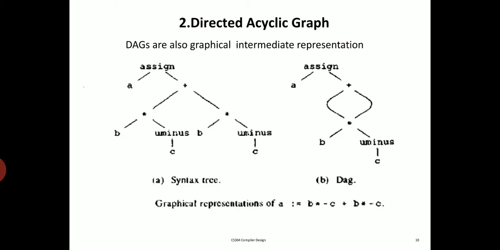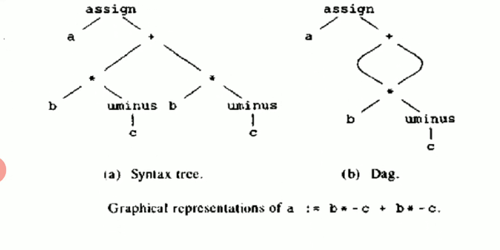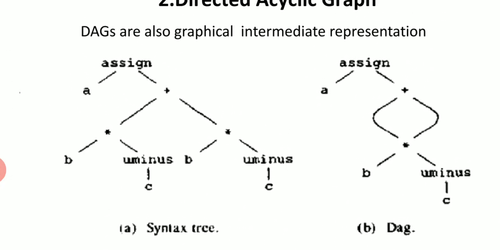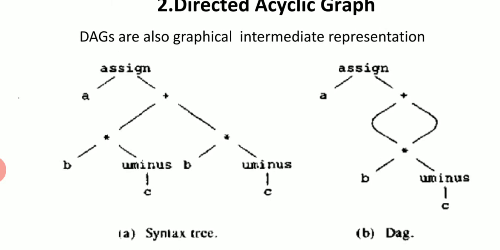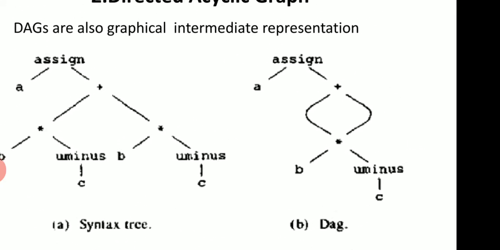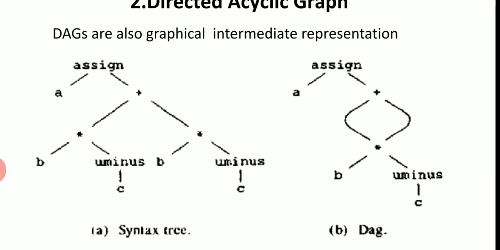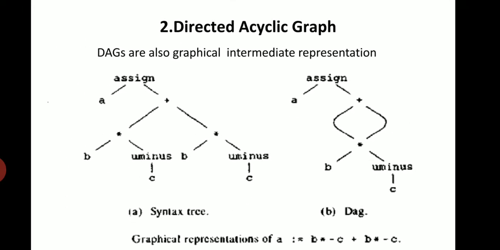Here again we are considering the same example expression, a = b * -c + b * -c. We can see that b * -c is a common subexpression, computed two times. The syntax tree is shown with different subtrees, b * unary minus c, shown two times, but in the case of the DAG it is shown only once. That is the main difference between the syntax tree and the directed acyclic graph. It saves space also. So this is the example of a directed acyclic graph.